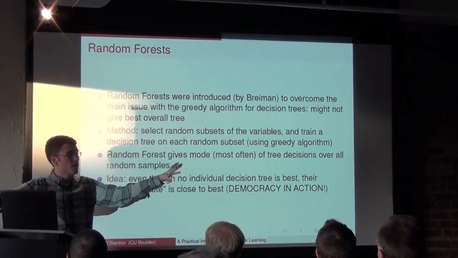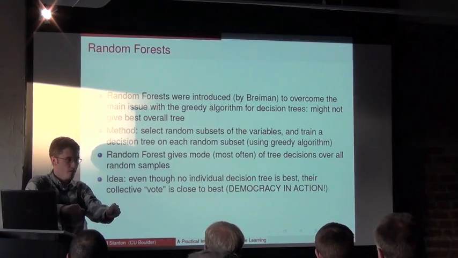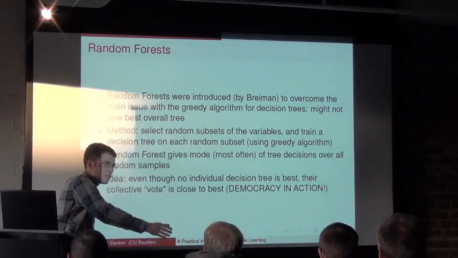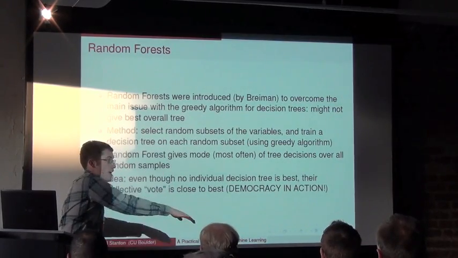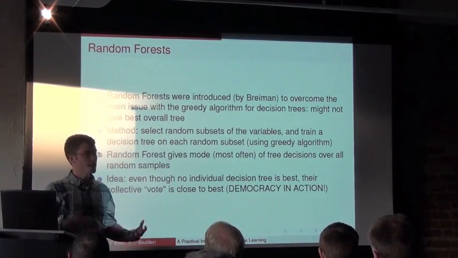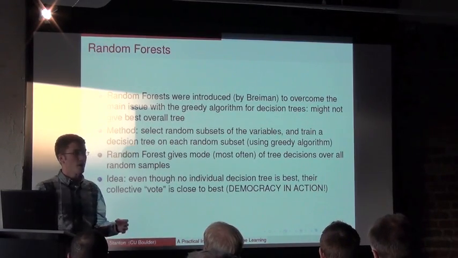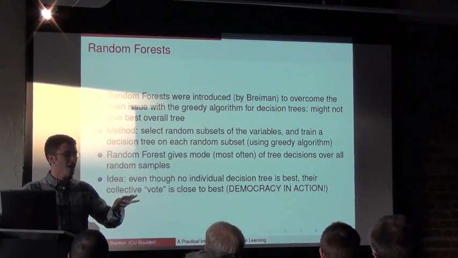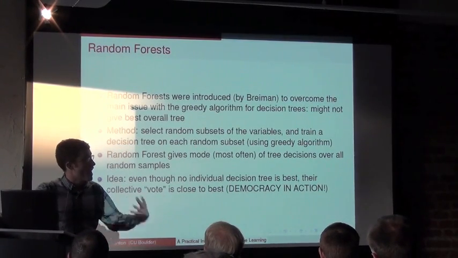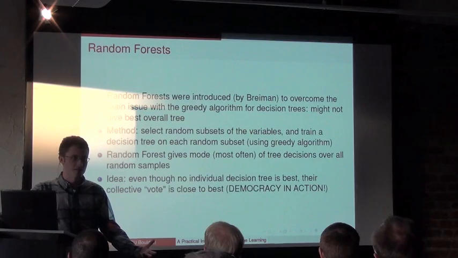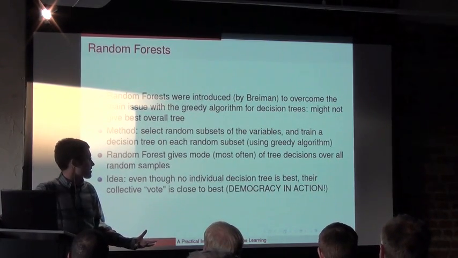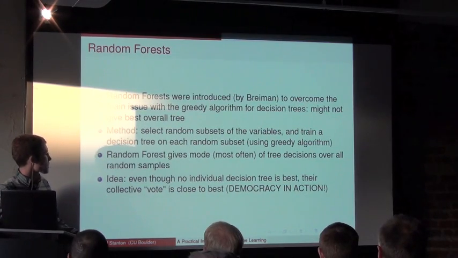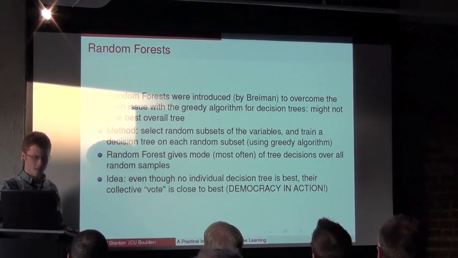When you want to make a decision, you run every single data point through every single tree, right? And then you have them vote on what the classification should be. So the hope, and in practice this is what happens, is that most of the time, most of your decision trees on average are going to give the right answer. I call this democracy in action. So are there any questions about how this works?